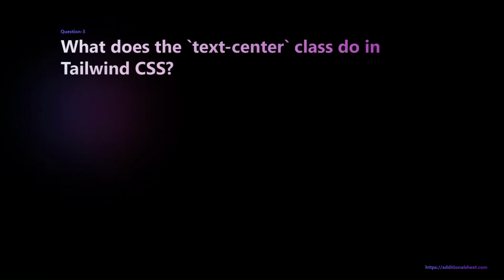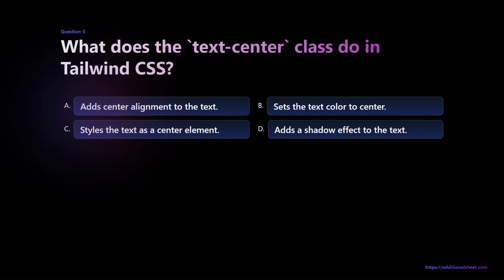What does the text-center class do in Tailwind CSS? Option A, adds center alignment to the text. Option B, sets the text color to center. Option C, styles the text as a center element. Option D, adds a shadow effect to the text. The correct answer is option A, adds center alignment to the text.